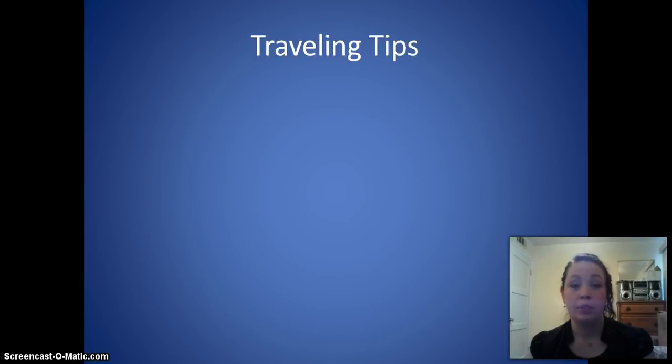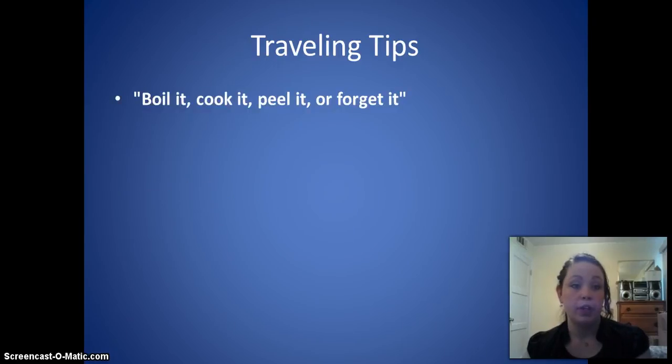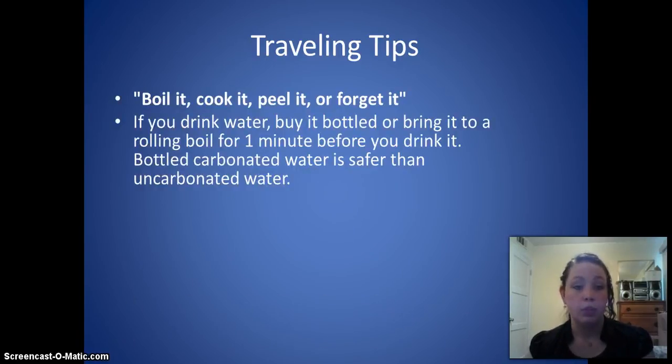Traveling tips. If you are traveling to developing countries where typhoid fever is still common, these food safety tips will help you stay healthy and away from typhoid fever. Adopt: boil it, cook it, peel it, or forget it. If you drink water, buy it bottled or bring it to a rolling boil for 1 minute before you drink it. Bottled carbonated water is safer than uncarbonated water.